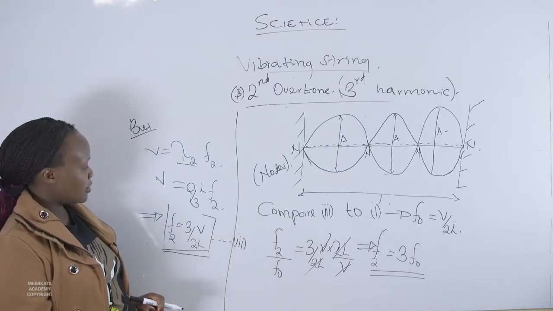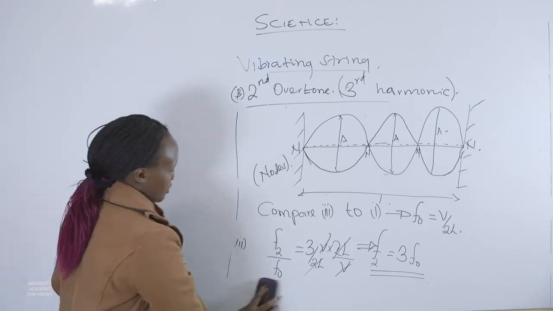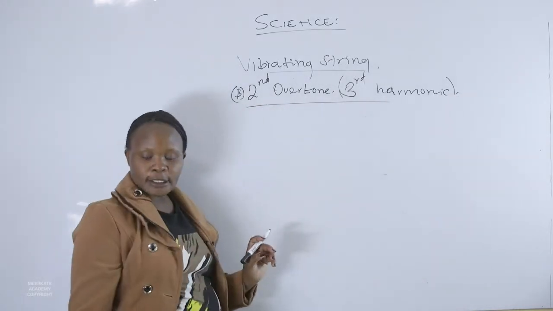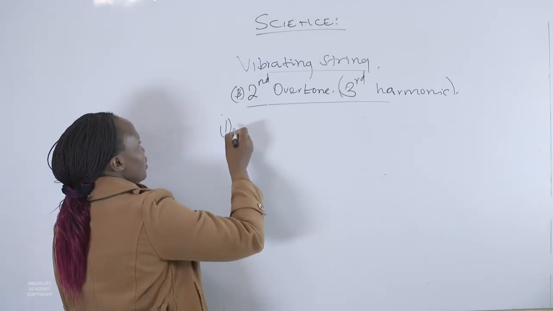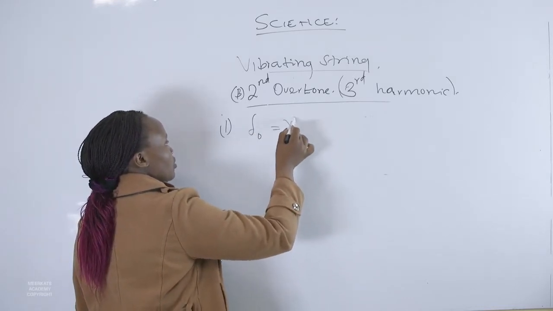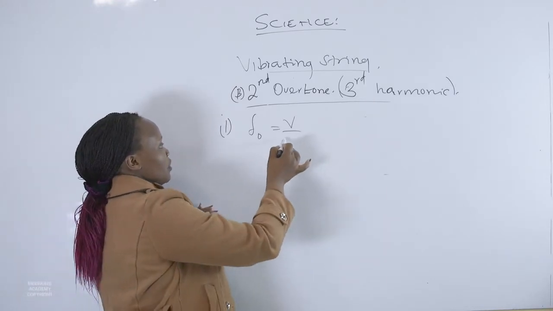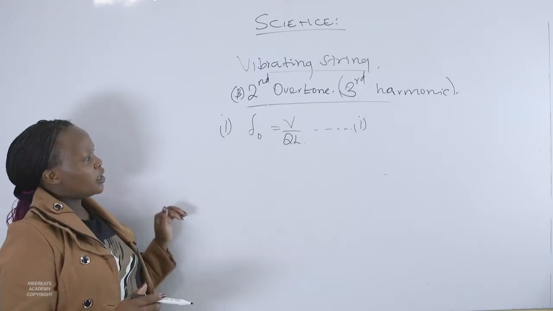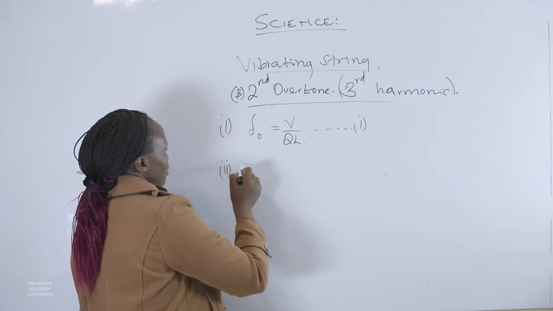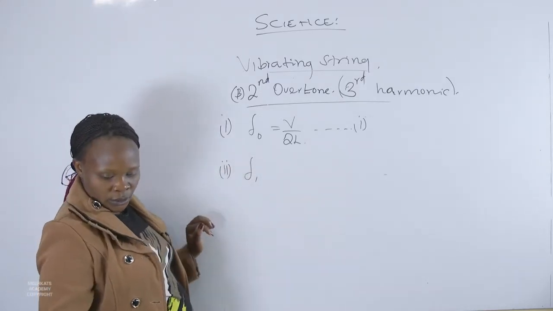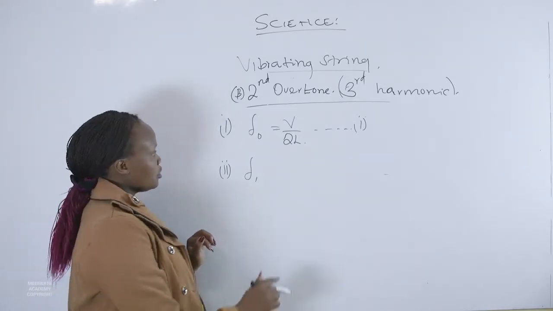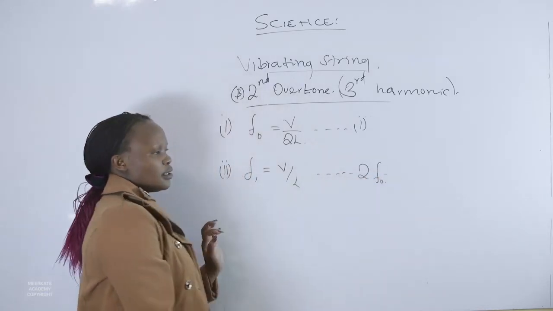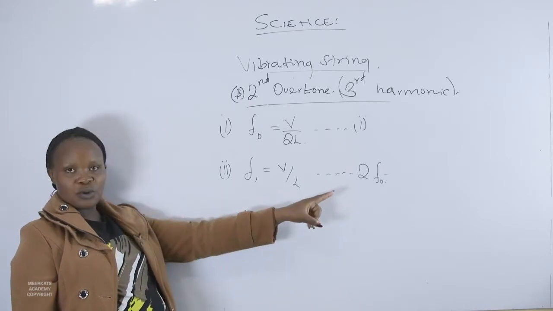Now, there is something we are going to discover. Our first equation, which was an expression of F naught, was V over 2L. We call that one equation 1. Then we came to the second equation, which was an expression of F1. We say that F1 is actually V over L, and this one we said is twice F naught. After comparison, we found out that F1 is twice F naught.